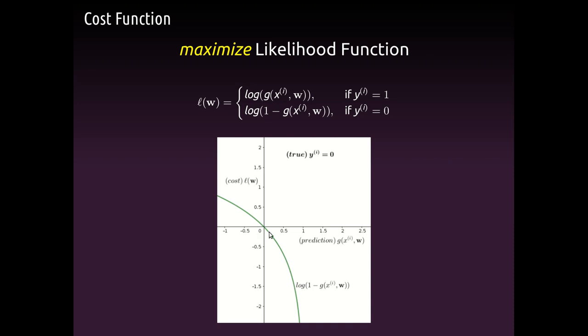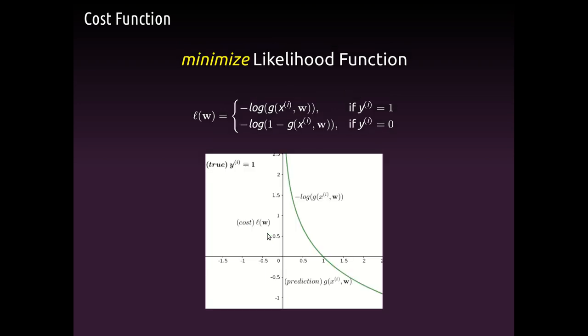As you can see here, if the true value equals 0 and the predicted value also equals 0, then the cost function also equals 0. However, if the true value equals 0 and the predicted value is moving away from 0, the corresponding log likelihood function goes to minus infinity. Again, in this case, we are trying to maximize the log likelihood in order to approach the correct results of our classifier.